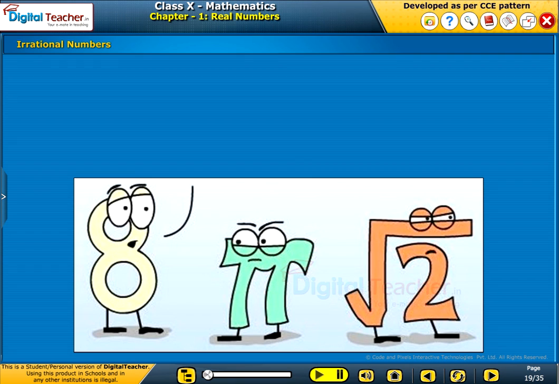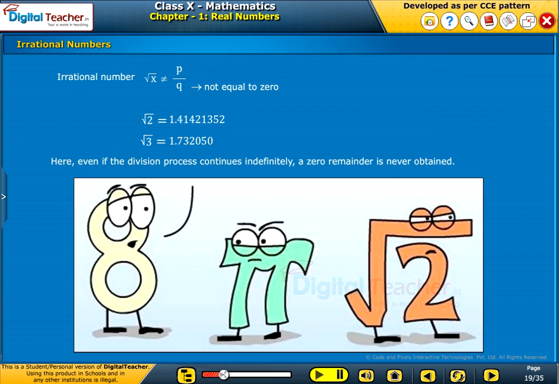Have a look at irrational numbers. A number is said to be irrational if and only if the number can't be written in the form of p by q, where p and q are integers and q is not equal to 0. These are the numbers which, when a fraction is expressed as a decimal by the division method, continue indefinitely, and a zero remainder is never obtained. These decimals never repeat and never terminate.